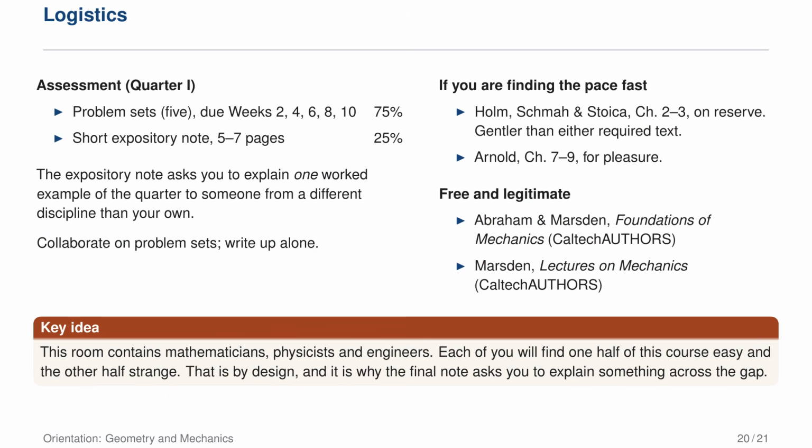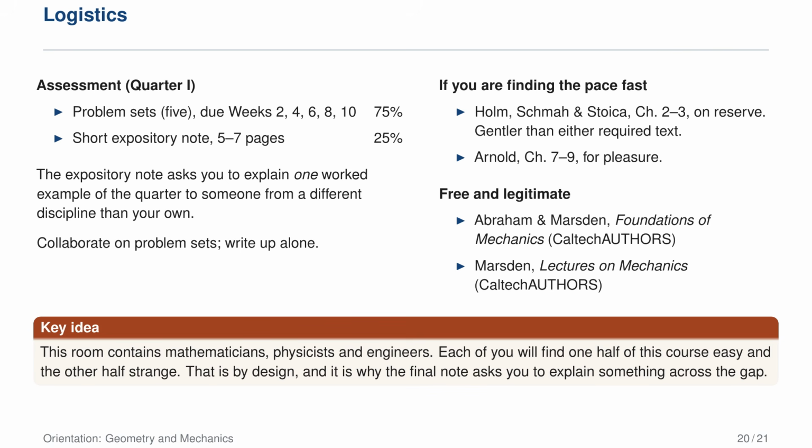Assessment for this quarter. There are 5 problem sets due in weeks 2, 4, 6, 8, and 10, and they are worth 75%. The remaining 25% is a short expository note, 5 to 7 pages, due in finals week. The note asks you to take one worked example from the quarter and explain it to somebody from a different discipline than your own. Collaborate on the problem sets.